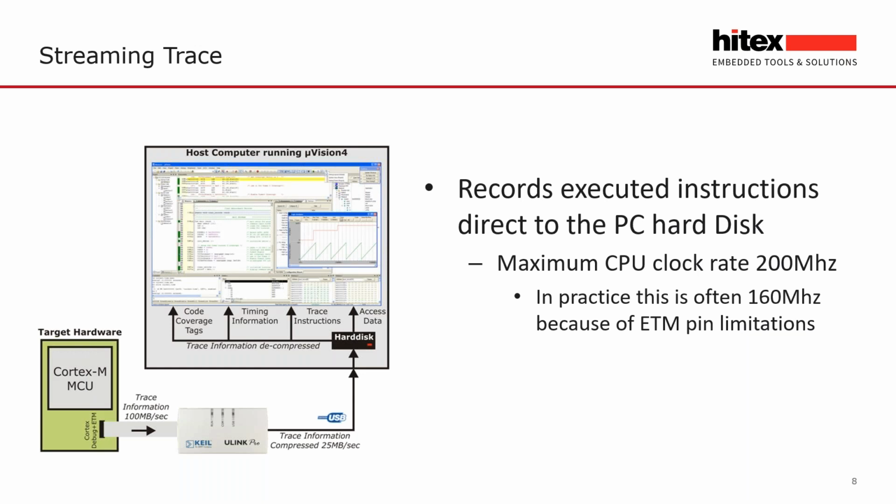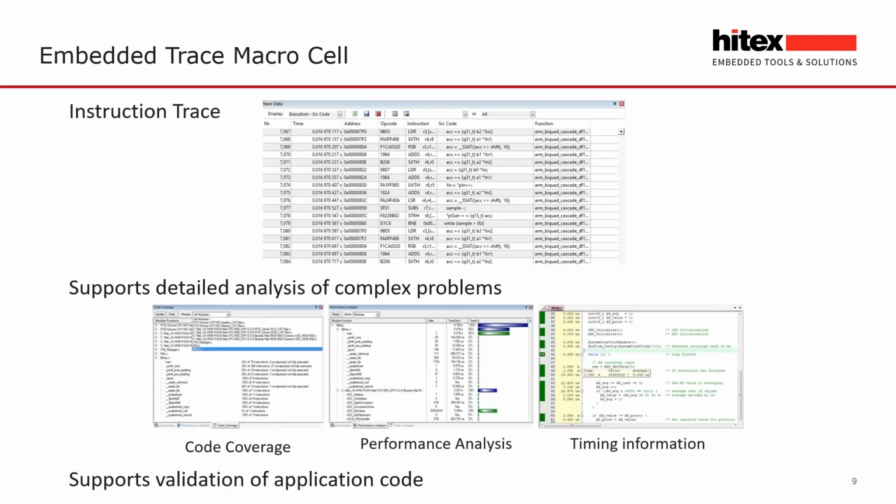So this, rather than buffering data within the ULINK Pro, streams every instruction as it's executed directly down onto your hard disk. So then we can analyze all of the data, and we've effectively got a trace buffer that's the size of your hard disk. So gigabytes of trace, we can capture everything. So this means that we can get a detailed instruction trace, both at timing, assembly level, and also C code.